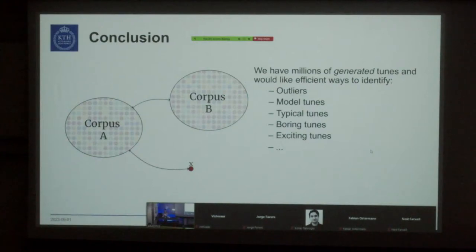So we have millions of generated tunes. We'd like efficient ways to identify outliers, model tunes, typical tunes, boring tunes, exciting tunes, and that's where this work fits in. So please come by the poster and discuss. Thank you.